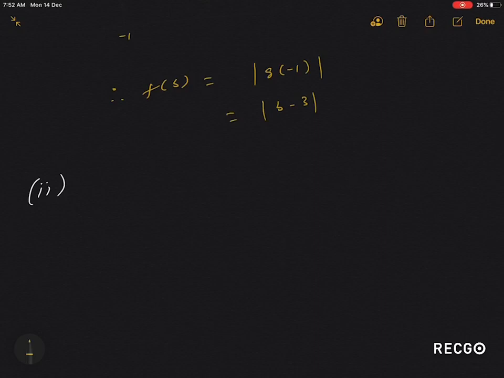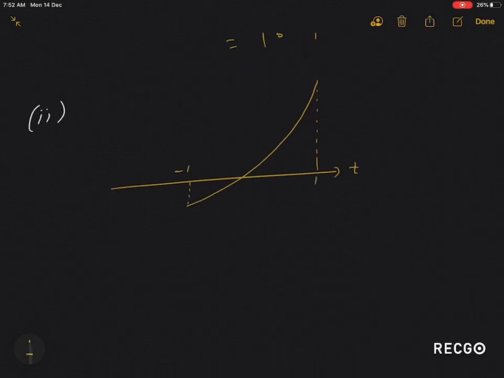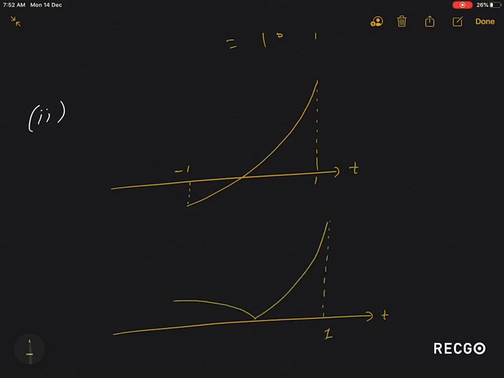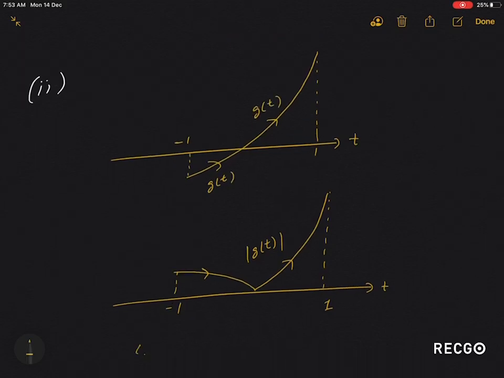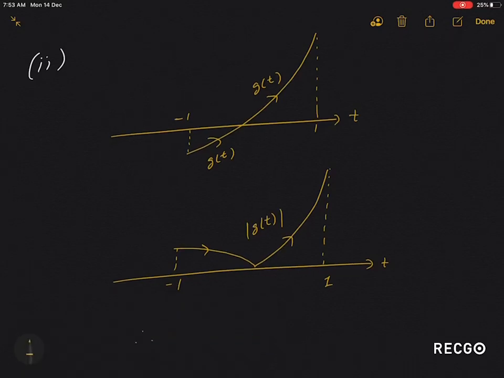Similarly, case 2 is where the magnitude of the maxima is greater than the magnitude of the minima. As you can see here, the maxima is obtained at t equal to 1. So considering this graph of g of t, if I draw the mod g of t, it will be something like this. This will be the graph of mod of g of t, and the upper graph is of g of t only. So in this case, since f of b is the maximum of mod of g of t, f of b will be equal to mod of g of 1.